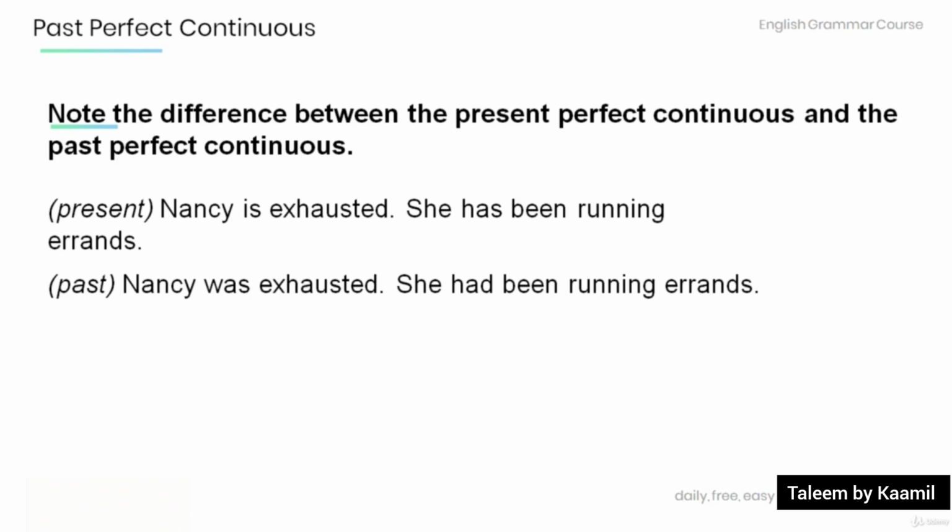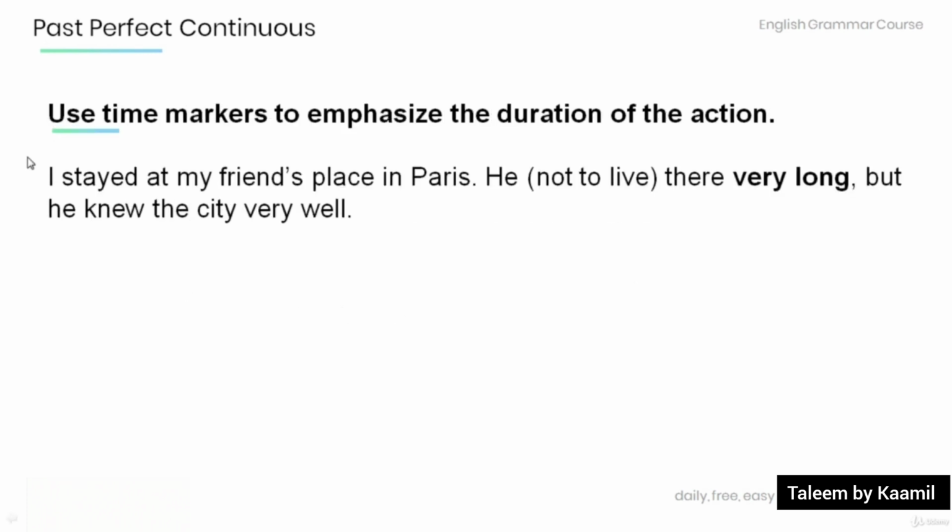Nancy was exhausted. She had been running errands. Also remember that we use time markers to emphasize the duration of the action. Now read the sentence below and provide the past perfect continuous form of the words in the bracket. I stayed at my friend's place in Paris.